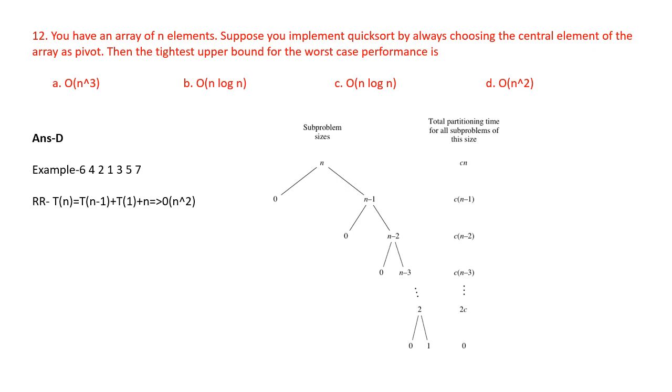I have also added a graph. Here you can see n is divided into n minus 1 and 0, then n minus 2 and 0, then n minus 3 and 0. So we always need to sort n minus 1 elements, then n minus 2 elements, then n minus 3, until it becomes one element. Each level takes order of n time for the partition algorithm, so overall it will be order of n square. Let's move to the next question.